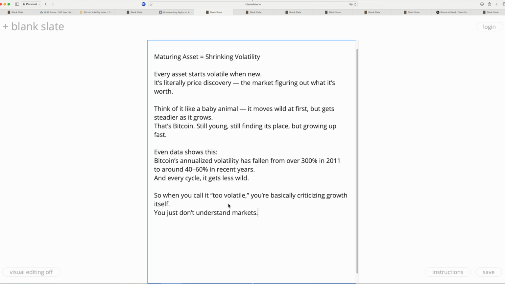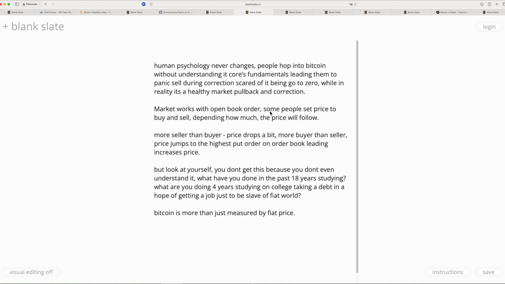When you call it too volatile, you're basically criticizing growth itself, not just on Bitcoin, but on every kind of growth, just like yourself. When you were 15 years old, you were mentally unstable, but now if you're 24, you've become more mentally stable, and the same goes for the world of volatility. People really need to study more about finance.